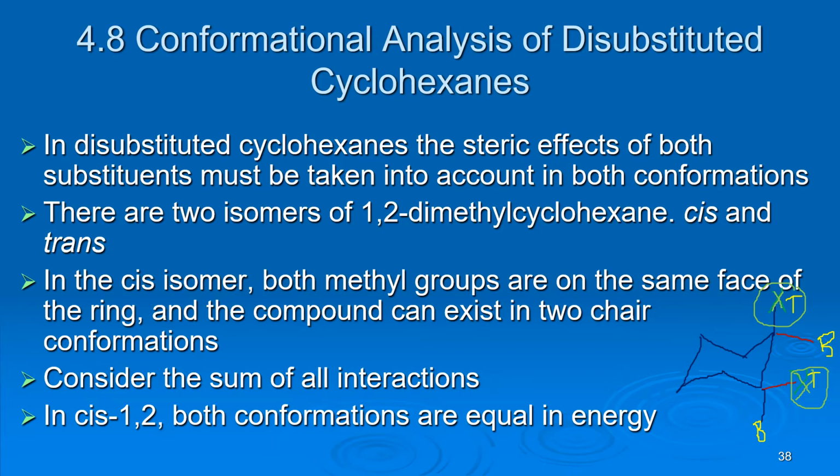So what that tells us is that in cis 1,2, both conformations are equal energy, because you're always going to have one equatorial and one axial. Doesn't matter, as long as they're side by side, they're both tops. One's equatorial, one's axial. So they're going to be the same energy either way.